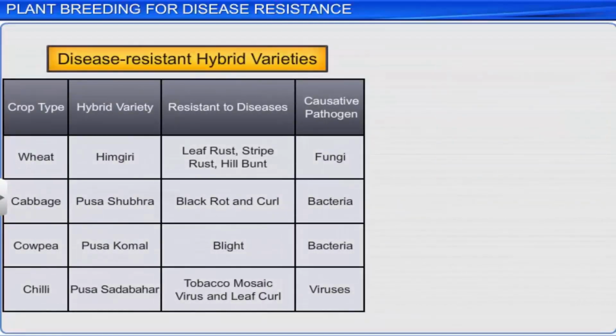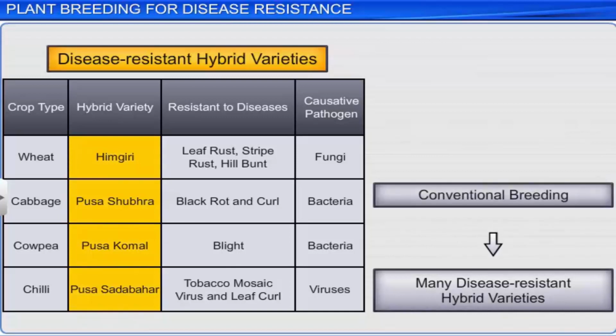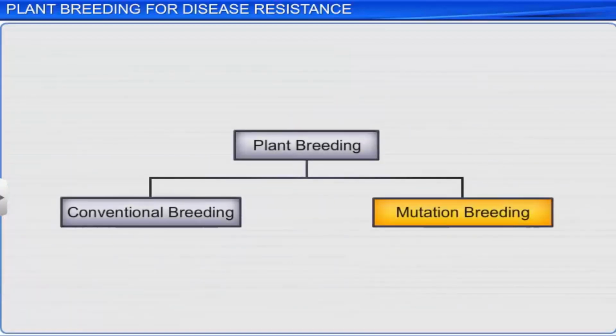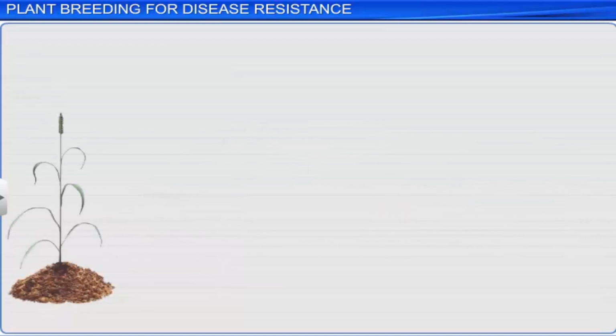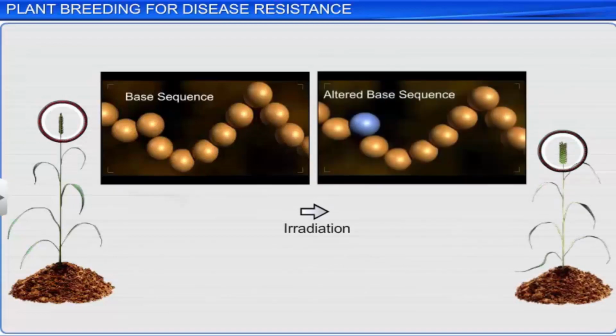Although many disease-resistant hybrid varieties are produced through conventional breeding, the process is limited by the number of disease-resistant genes available in different crop varieties and their wild relatives. As a result, another plant breeding technique called mutation breeding is widely employed. Mutation causes changes in the base sequence within genes, resulting in a new character not found in the parental type and results in genetic variations.